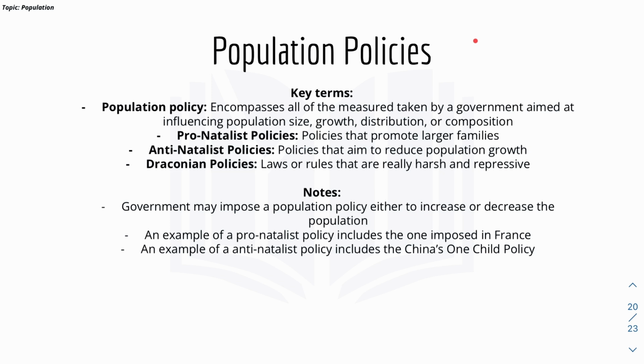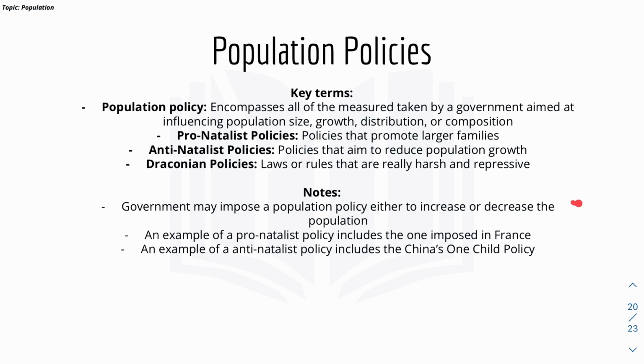So we have some information on population policies. We have some key terms, as we saw earlier, about what population policy is, and there's pro-natalist and antinatalist. So let's just look into pro-natalist. Pro-natalist policies are policies that promote larger families, and antinatalist is the opposite, where policies aim to reduce population growth. And draconian policies are basically laws or rules that are really harsh and repressive on the people.